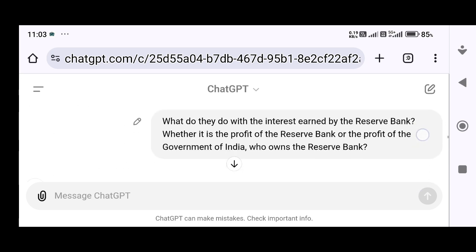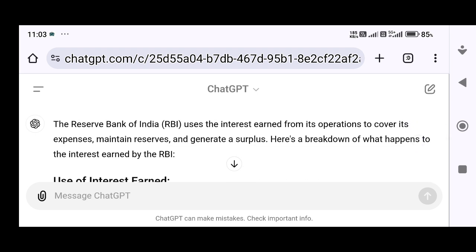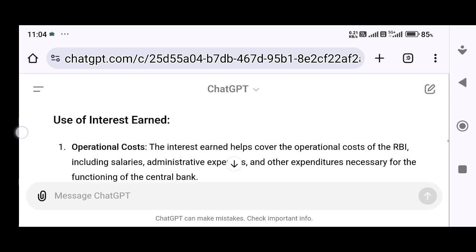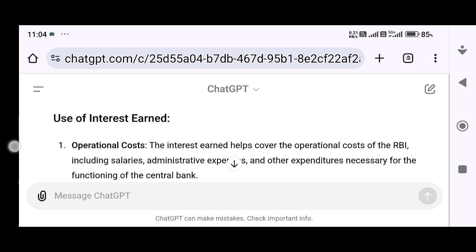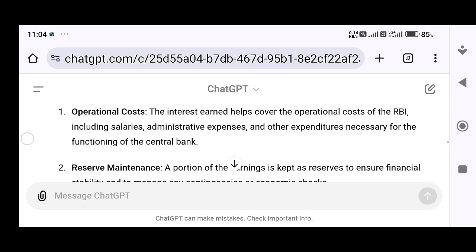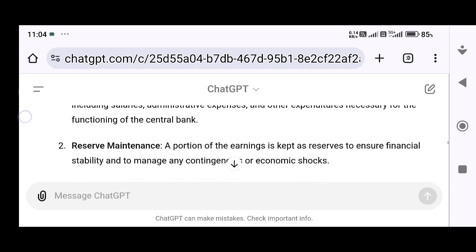The Reserve Bank of India, RBI, uses the interest earned from its operations to cover its expenses, maintain reserves, and generate a surplus. Here's a breakdown of what happens to the interest earned by the RBI. Use of interest earned. 1. Operational costs. The interest earned helps cover the operational costs of the RBI, including salaries, administrative expenses, and other expenditures necessary for the functioning of the central bank.